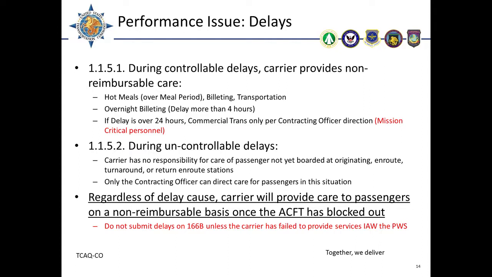Mission-critical personnel are defined as personnel on emergency leave or other pressing urgencies. The contractor is responsible for all passengers boarded on their aircraft during an uncontrollable delay, such as weather or government caused. The carrier will provide hot meals, billeting, and transportation for these folks. However, they are not responsible for any passengers en route, turnaround, or passengers not boarded at originating stations. The contracting officer can direct the carrier to care for passengers at en route or turnaround stations on a reimbursable basis for an uncontrollable delay.